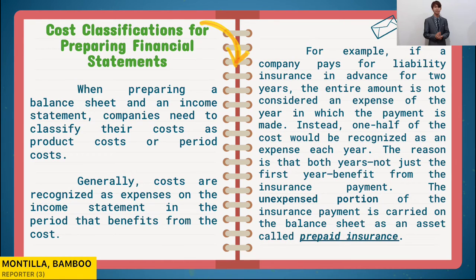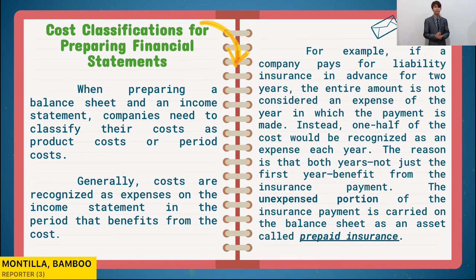And now, let's proceed to the next topic of this chapter, which is the cost classifications for preparing financial statements. When preparing a balance sheet and an income statement, companies need to classify their costs as product costs or period costs. Yet, we need to discuss first the matching principle from financial accounting.